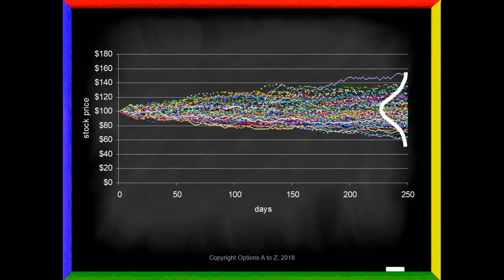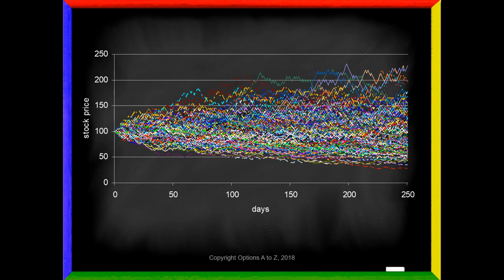as you increase volatility. So for example, if I increase it from 20% to 40%, watch what happens to the spread in these stock prices. Yeah, you can see much more erratic, much wider variations. And so we would still get a bell curve, but it would be much wider, saying that there's a much bigger potential range of prices for this particular stock.